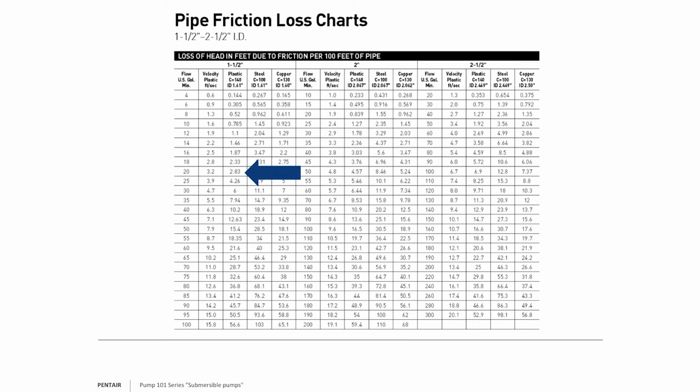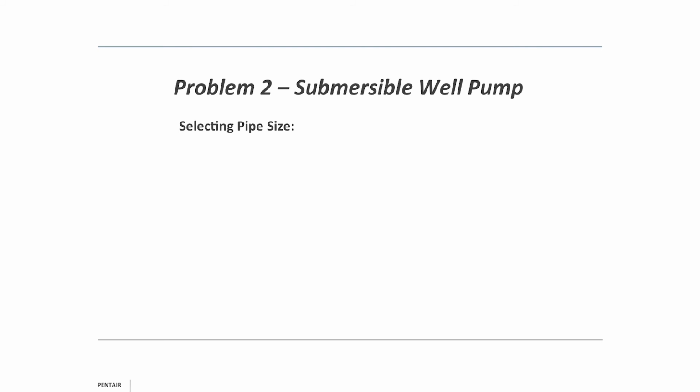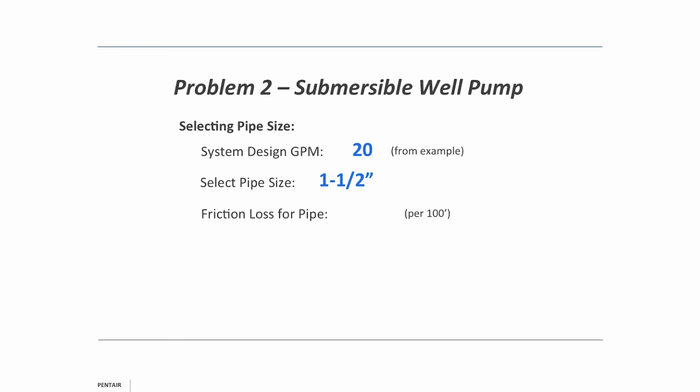We also know that at 20 gallons per minute, for every 100 feet of pipe, we have 2.83 feet of friction loss. So we're selecting our pipe at 20 gallons per minute because 20 fixture count units times 1 gallon per minute is 20. We're going to use 1.5-inch pipe to keep it the same to make our calculations easier. The friction loss for the pipe per 100 feet was 2.83.